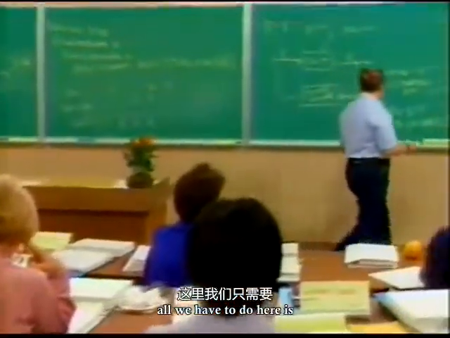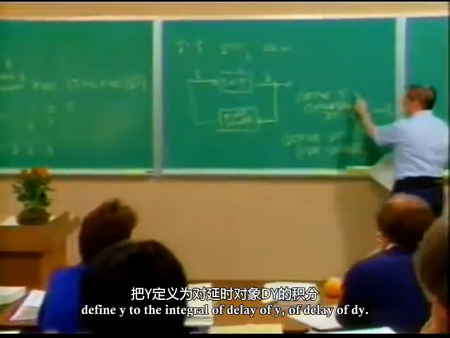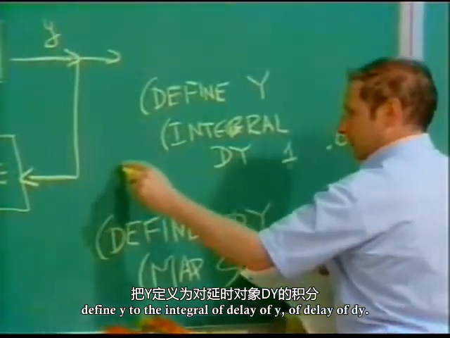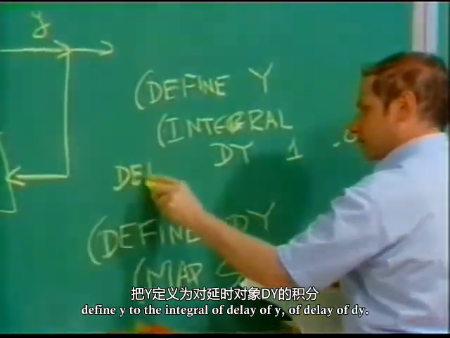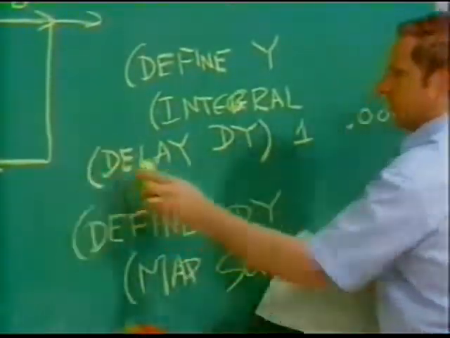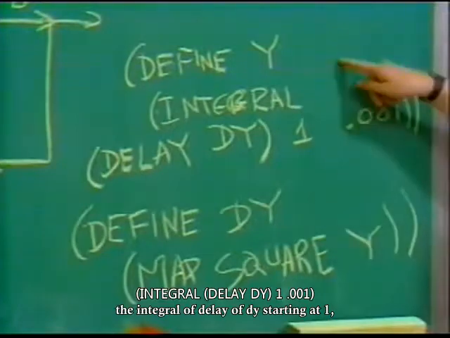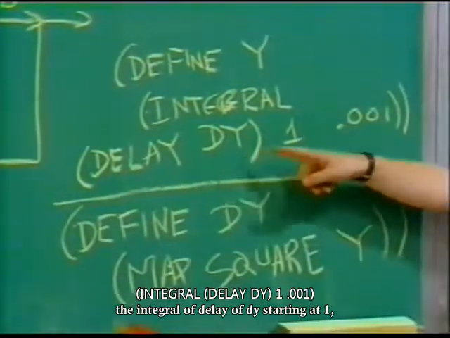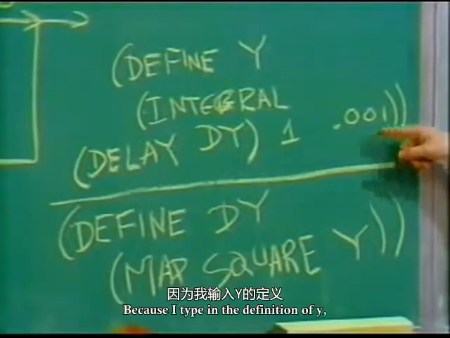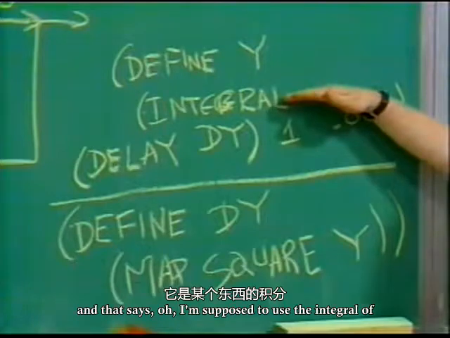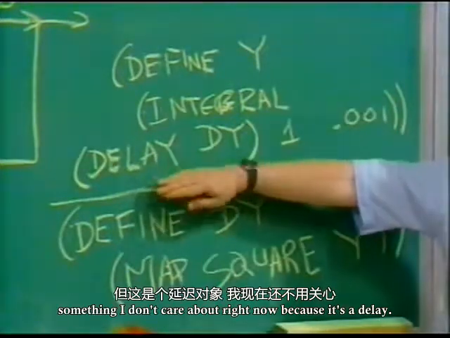All we have to do here is say define y to be the integral of delay of y, of delay of dy. Right, so y is going to be the integral of delay of dy starting at 1. And now this will work because I type in the definition of y, and it says, oh, I'm supposed to be the integral of something I don't care about right now because it's a delay.